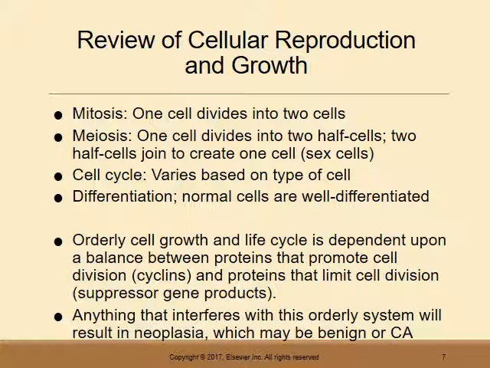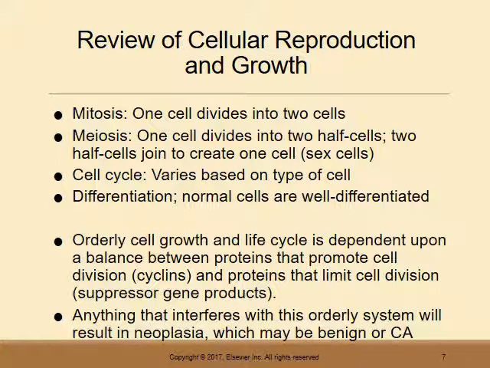Differentiation is a term that is basically saying that normal cells are well differentiated, they're well defined, like round and the borders are well differentiated. I don't know how to explain that any better. I hope that makes sense.